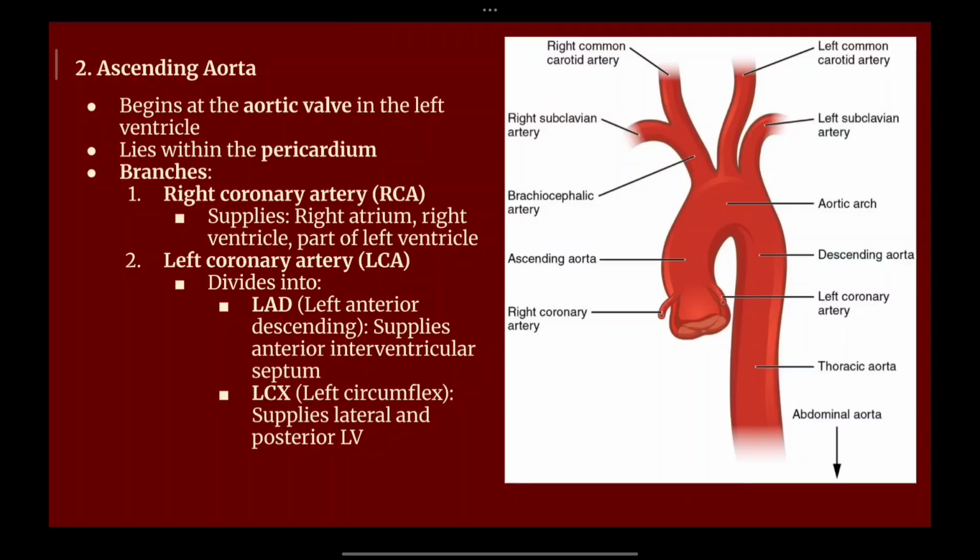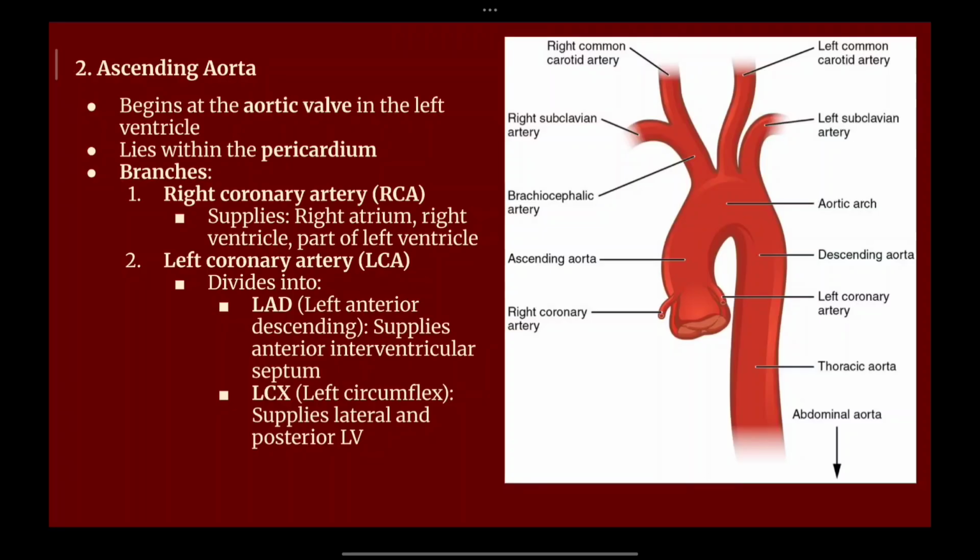Pericardium is the covering of the heart, which protects the heart from collapsing whenever it's pumping the blood. So pericardium is a protective layer to the heart. Now the branches of the ascending aorta are the right coronary artery and the left coronary artery.